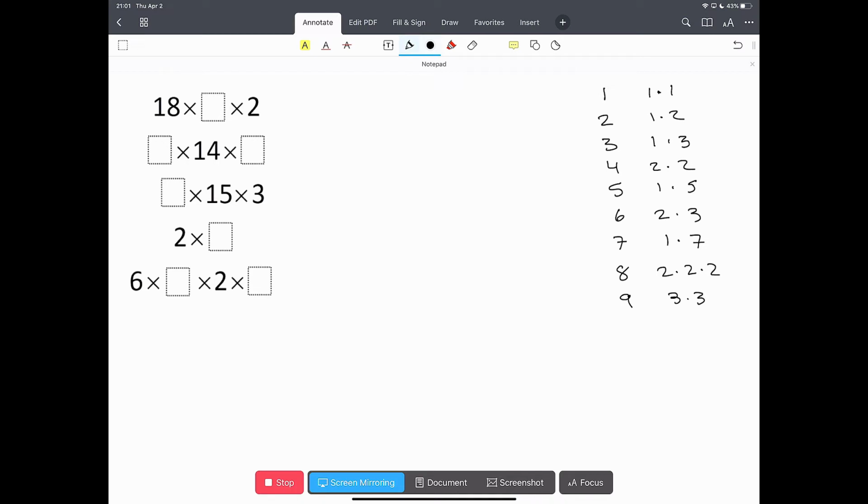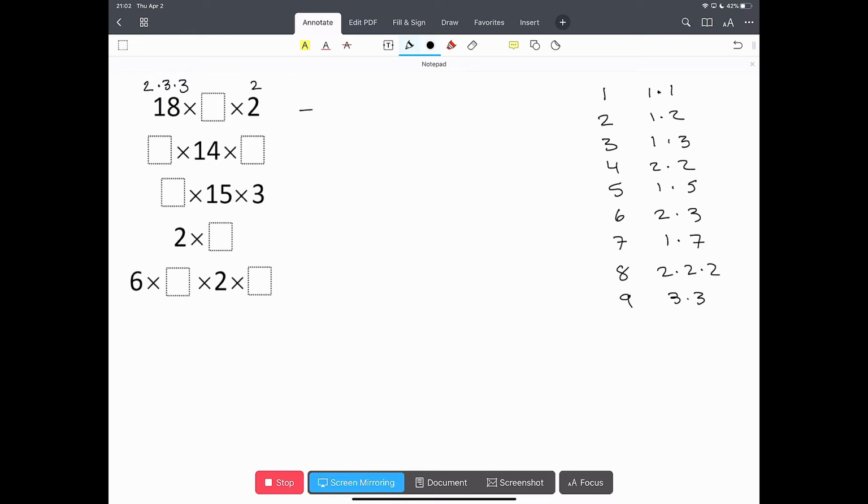So I'm going to use the prime factorizations of the digits that we're allowed to use to help me create identical factors to create a perfect square. So let's look at 18 times some number times 2. Well, 18 can be rewritten as 2 times 3 times 3. 2 times 3 is 6, 6 times 3 is 18. 2 can be written as 1 times 2, but multiplying by 1 doesn't change the value. So I'm just going to keep the 2 here.